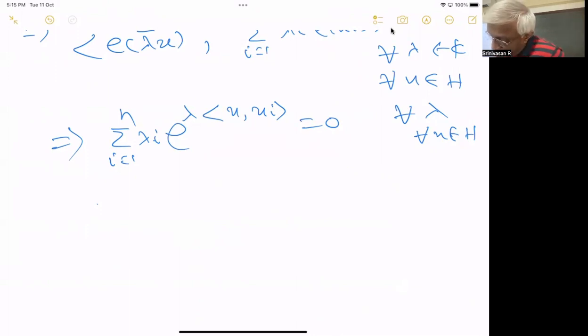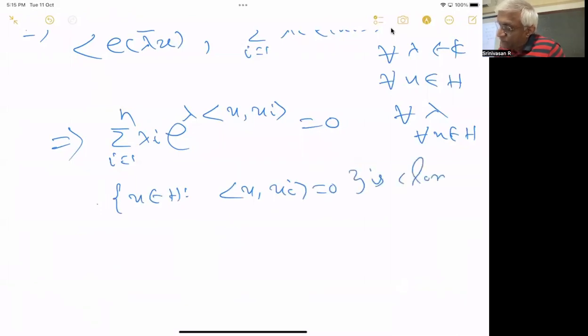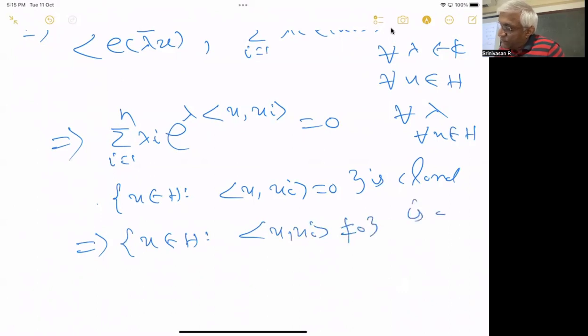The first thing is that for a fixed i, the set of all U in H with inner product of U and U i equal to 0 is closed, of course. This implies that the set of U in H with inner product not equal to 0 is open. It follows from the continuity of the inner product. So now, since the inner product is continuous, this set where it is not equal to 0 is an open set and is also a dense set. Open and dense.